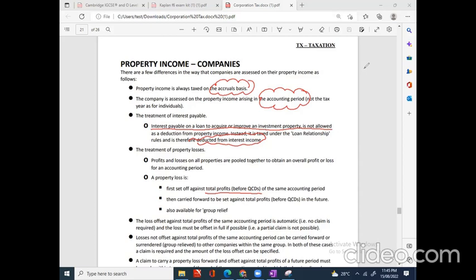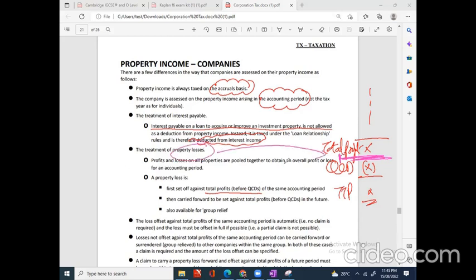Now for the companies, the property loss will be adjusted from total profits. You remember the TTP format. In the TTP format, we used to have total profit, and this total profit is before QCD, remember? And after the QCD, we used to have the TTP. In between these, here, we are going to adjust the property losses. In between total profit and QCD, we are allowed to adjust property losses.